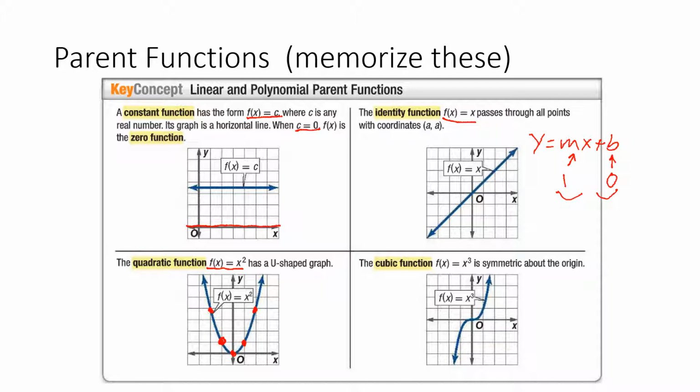And then we have the cubic function. The cubic function is in the form f of x equals x cubed. And it passes through (0, 0), (1, 1), and (-1, -1). These are the points I will be drawing as we sketch these graphs.